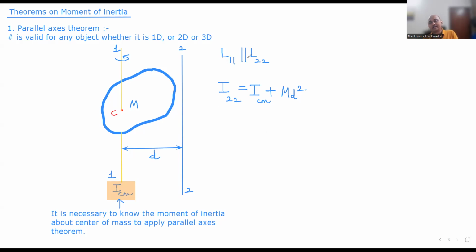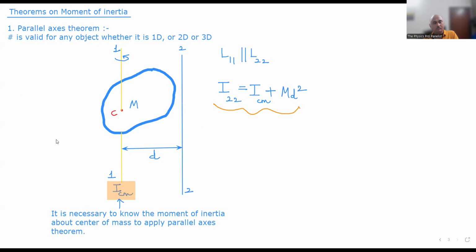If line 2-2 is not parallel to the axis, even though we know ICM, then you can't apply it. For example, if I have this axis and I want to find the moment of inertia about it, can I use this method? No, I can't, because these two lines are not parallel to each other. There is no fixed d between them. Understood?